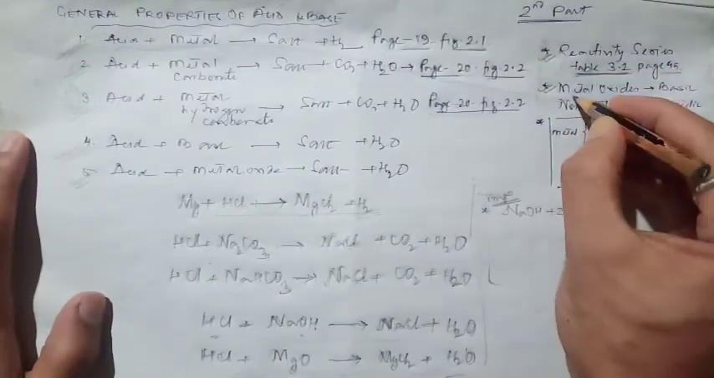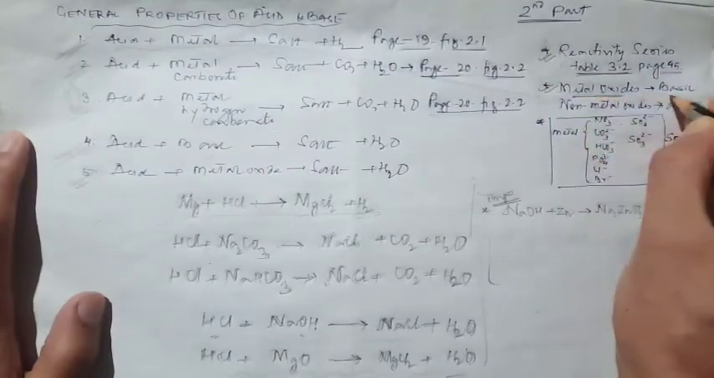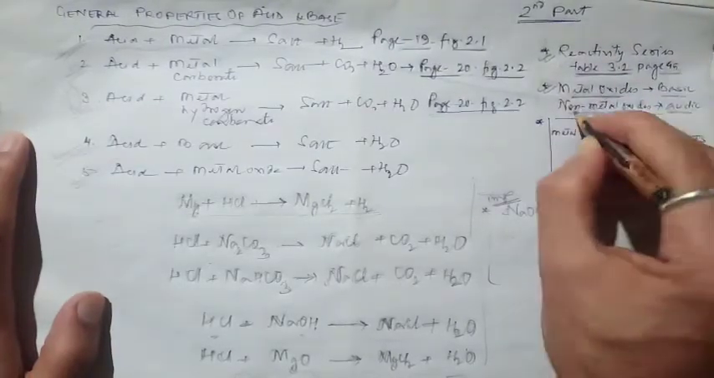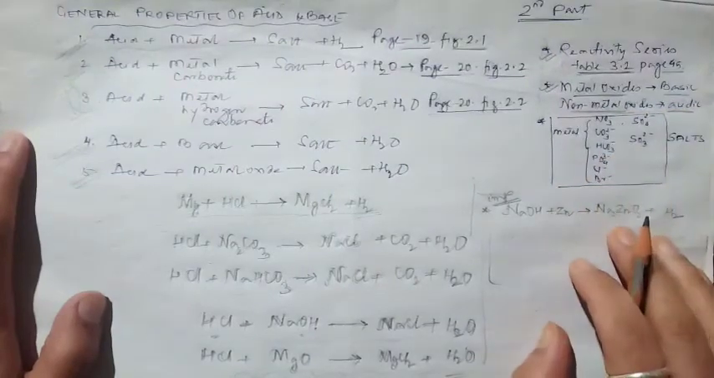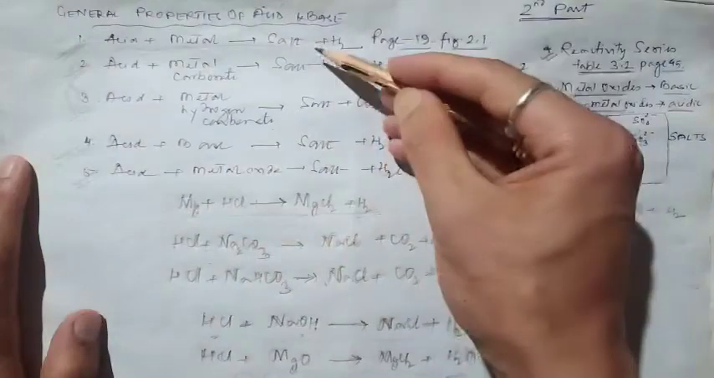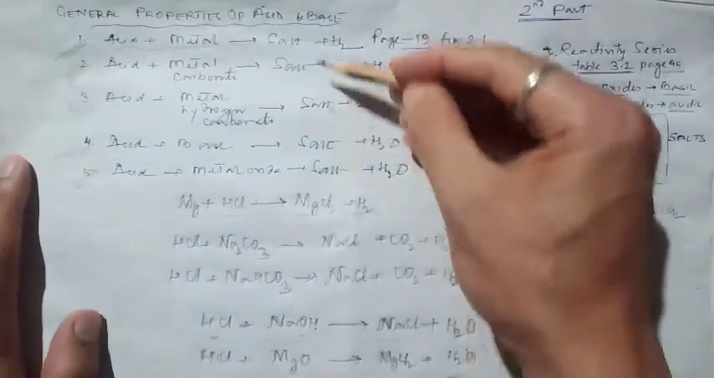Second thing, students, remember one thing: metal oxides are always basic in nature and non-metallic oxides are always acidic in nature. And one more very important point: in all these reactions you can see one of the common products is salt.